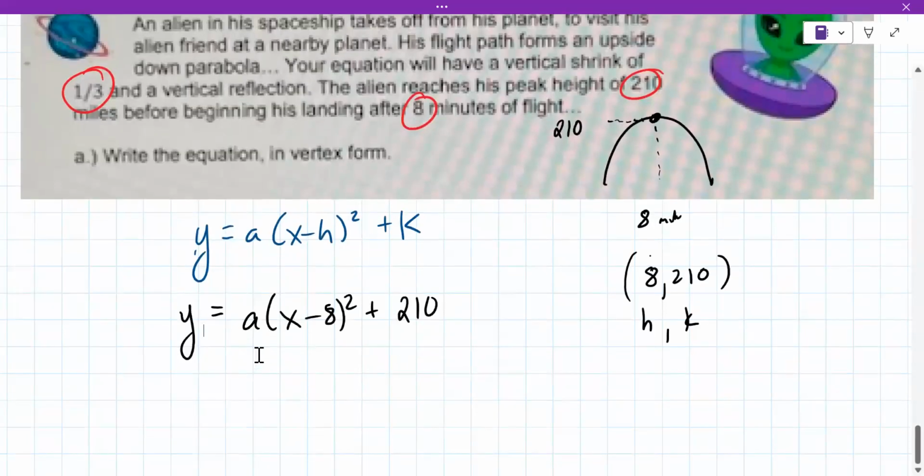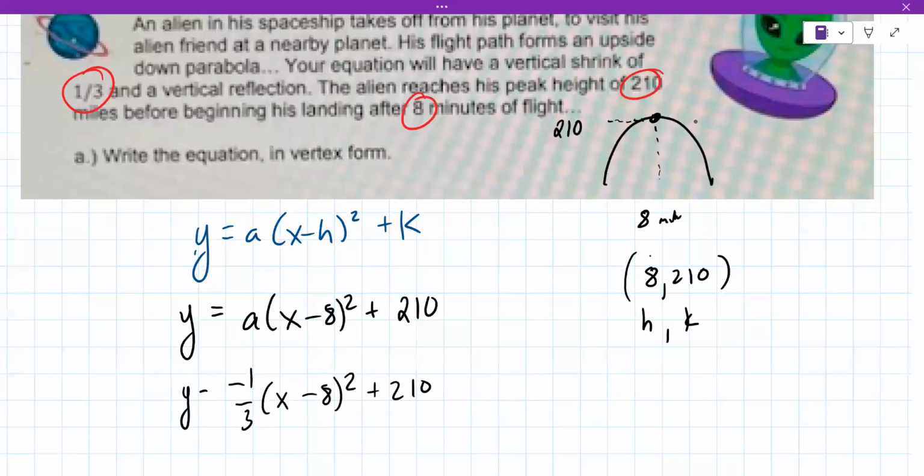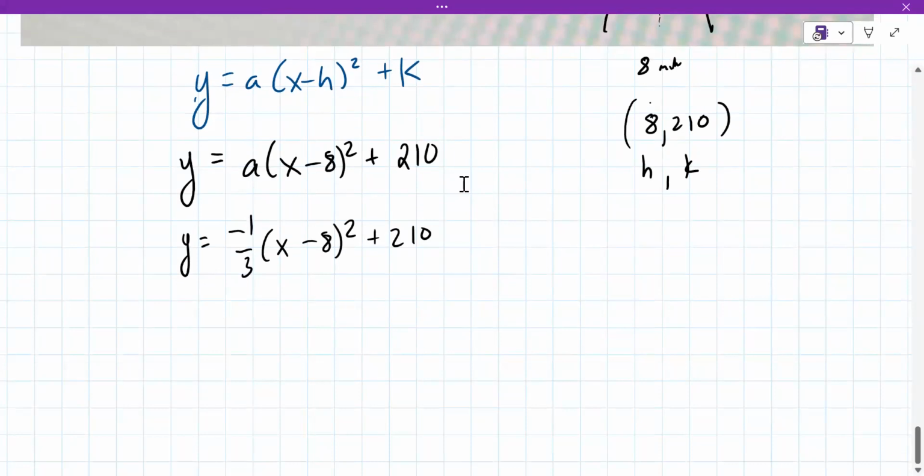Okay, now to find a, they need to give you some information. In this case, they need to give you a point or something else, but they don't. They just tell you that it's 1/3. But much like the previous problem, because it's got this flight, it's negative 1/3. So it's negative 1/3 (x minus 8) squared plus 210. Got it. Now, that's great. Hopefully you can replicate that now.